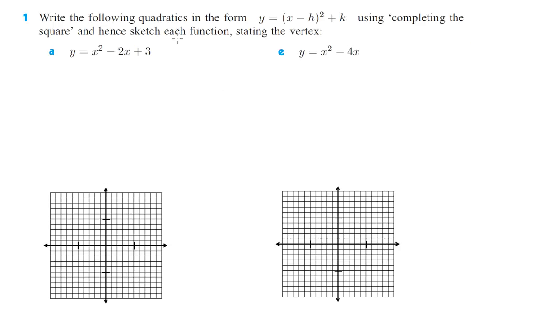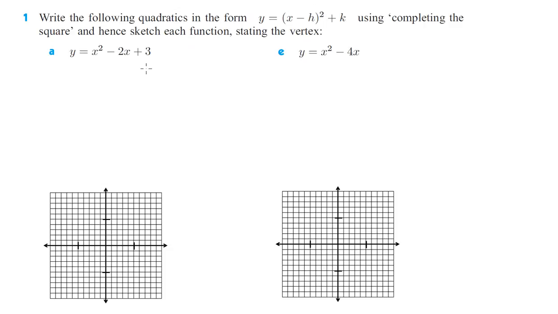Write the following quadratics in the form y equals x minus h quantity squared plus k using completing the square, and then sketch each function. So, completing the square. We're going to try a little bit different version of completing the square.